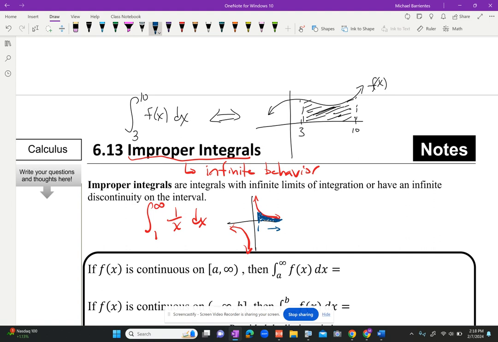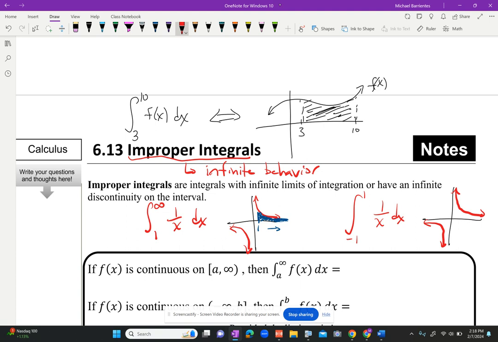So in this example, the infinite behavior is due to one of my limits of integration telling me to go on forever and keep shading to the right. Or I could have an integral that goes from -1 to 1, let's say, using the same function 1 over x dx. Since we know what this rational function looks like, let me make it a little bit closer to the axes there. So this is what it looks like.